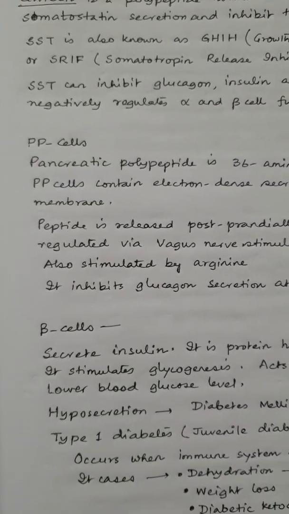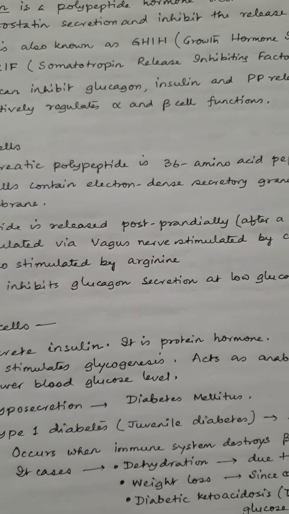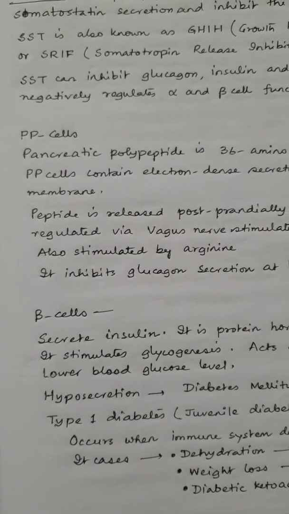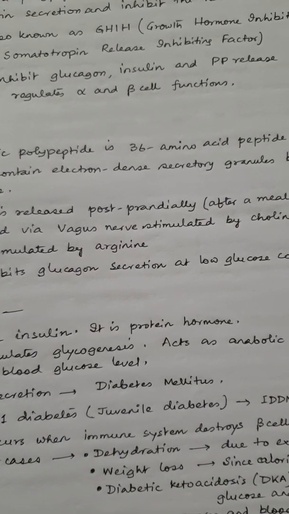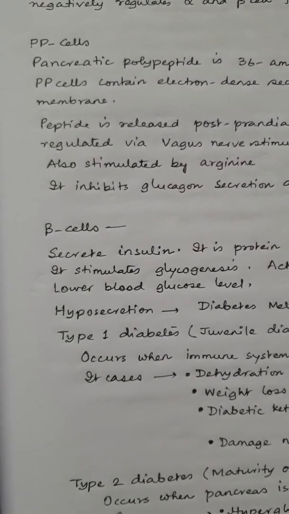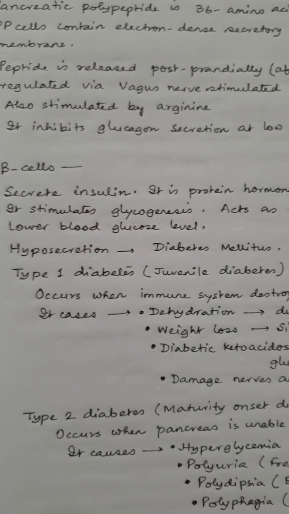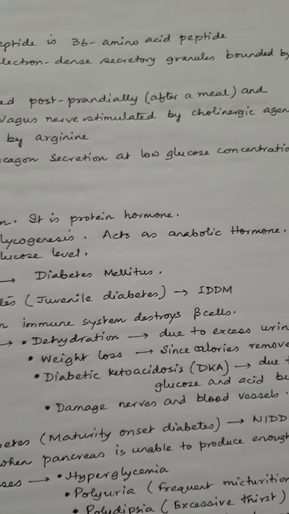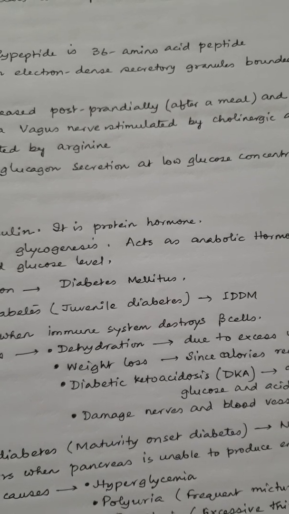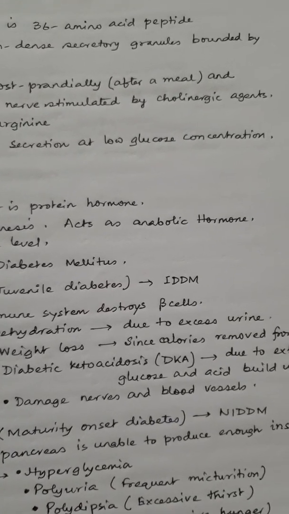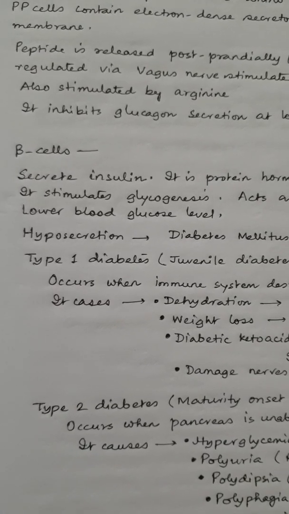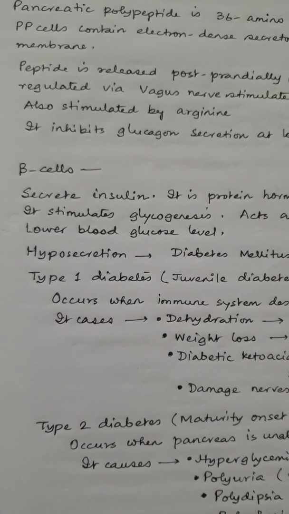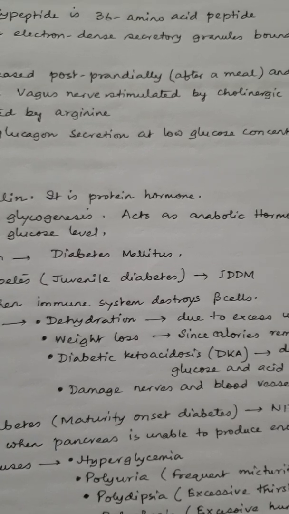The F cells or PP cells is 36 amino acid peptide. It contains electron dense sensory granules bounded by membrane. Peptide is released postprandially, regulated via vagus nerve, stimulated from cholinergic agents, also stimulated by arginine. It inhibits glucagon secretion at low glucose concentration.